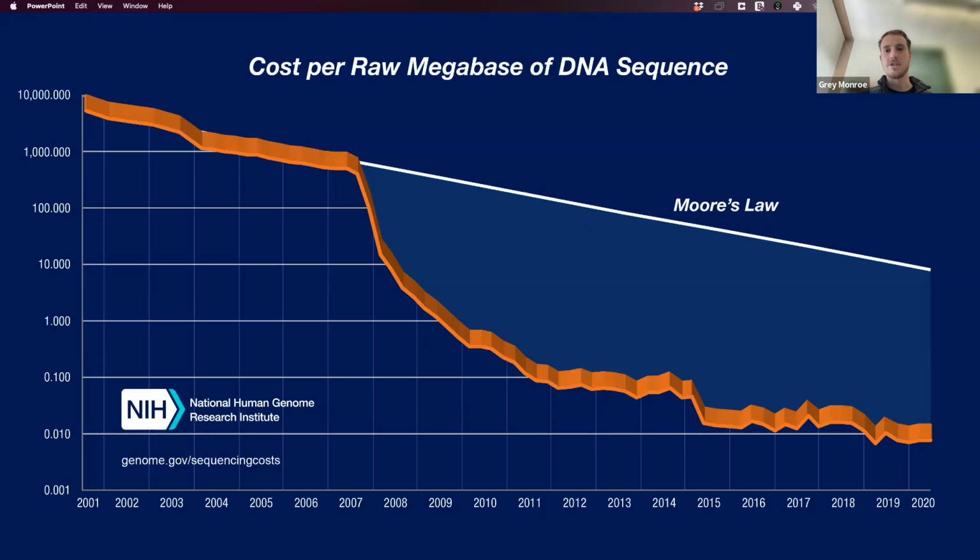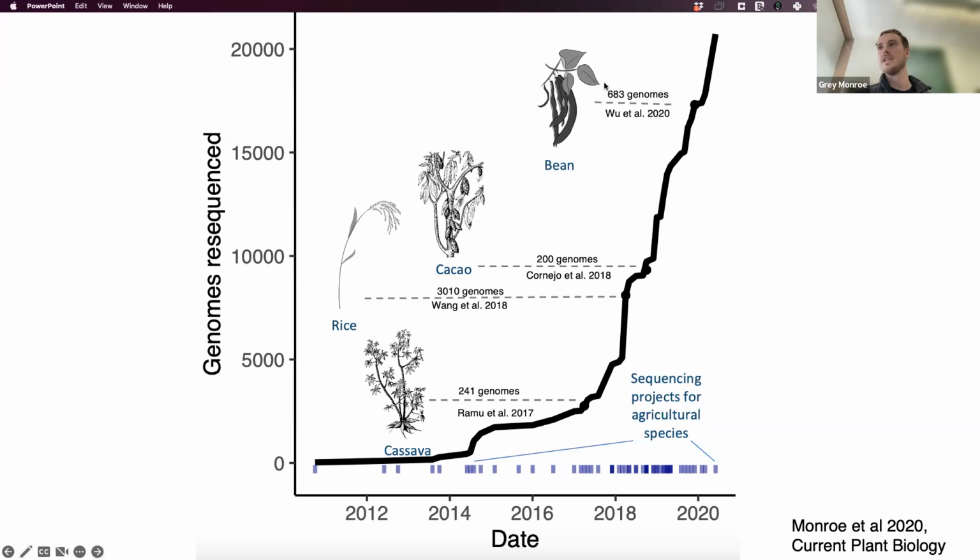Because what it's allowed us to do is to survey genetic variation in different species at a scale that even 15 years ago would have been hard to fathom. So here are just some examples of data where this is now being done in crop species. I've made this little figure where we can see the number of, these are different.